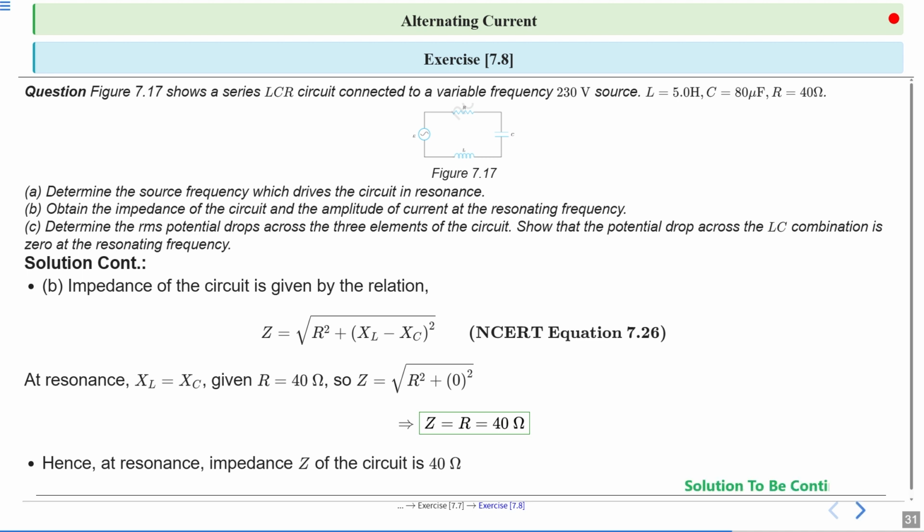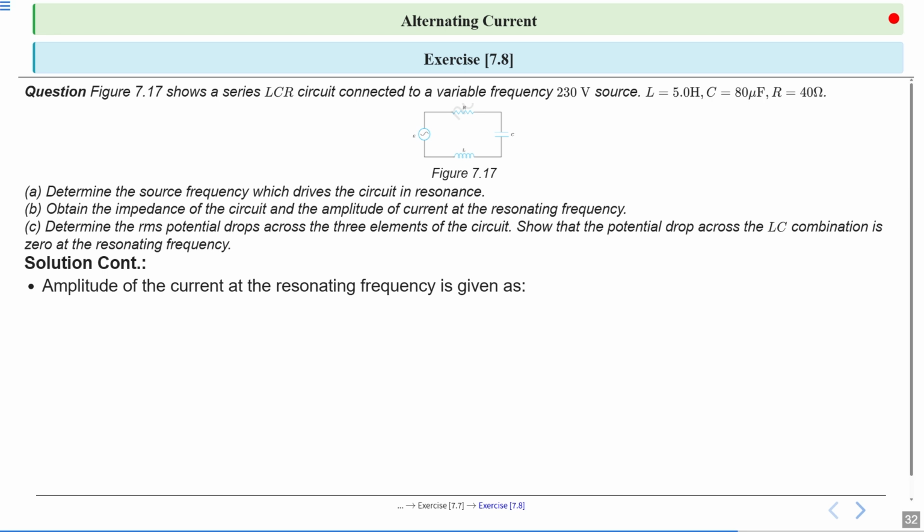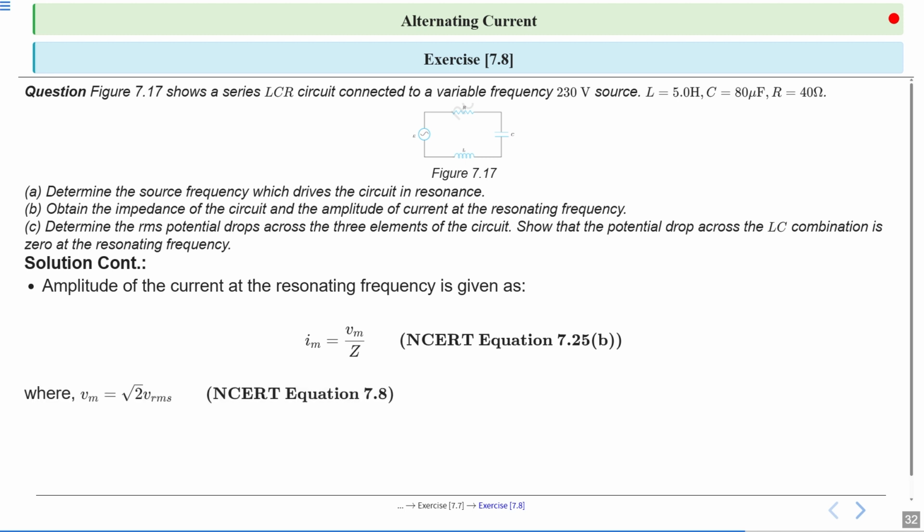Okay, now we have to calculate the amplitude of current. The amplitude of current at resonant frequency is given as Im equal to Vm upon Z. This is NCERT equation 7.25b. We can write it as IRMS equal to VRMS upon Z, and we can also write it in terms of peak value, which is Im equal to Vm upon Z. The peak value of voltage is not given in the question. VRMS is given, so we'll find the peak value of voltage from RMS. So Vm will be equal to root 2 VRMS. This is the expression between peak value and RMS value according to NCERT equation 7.8.